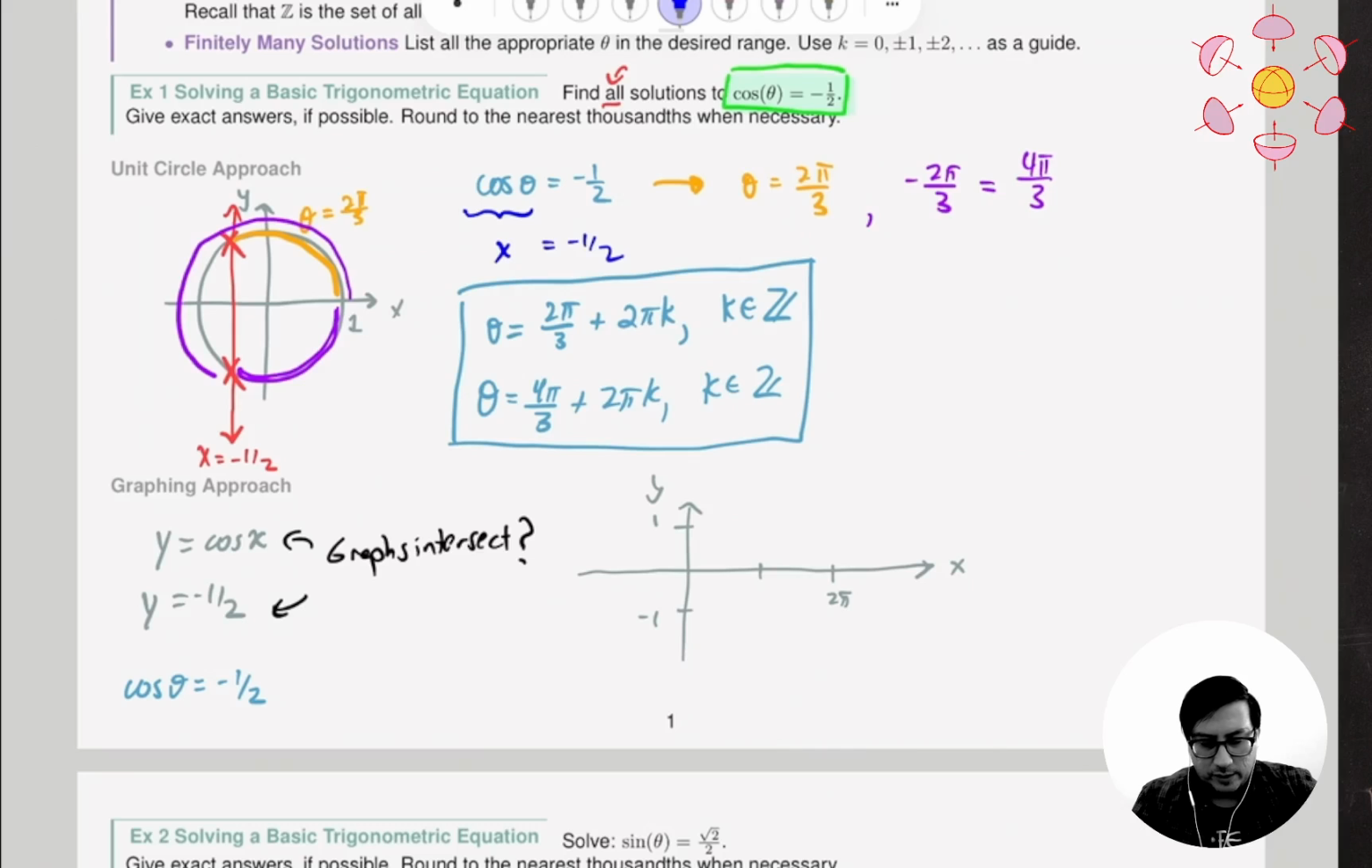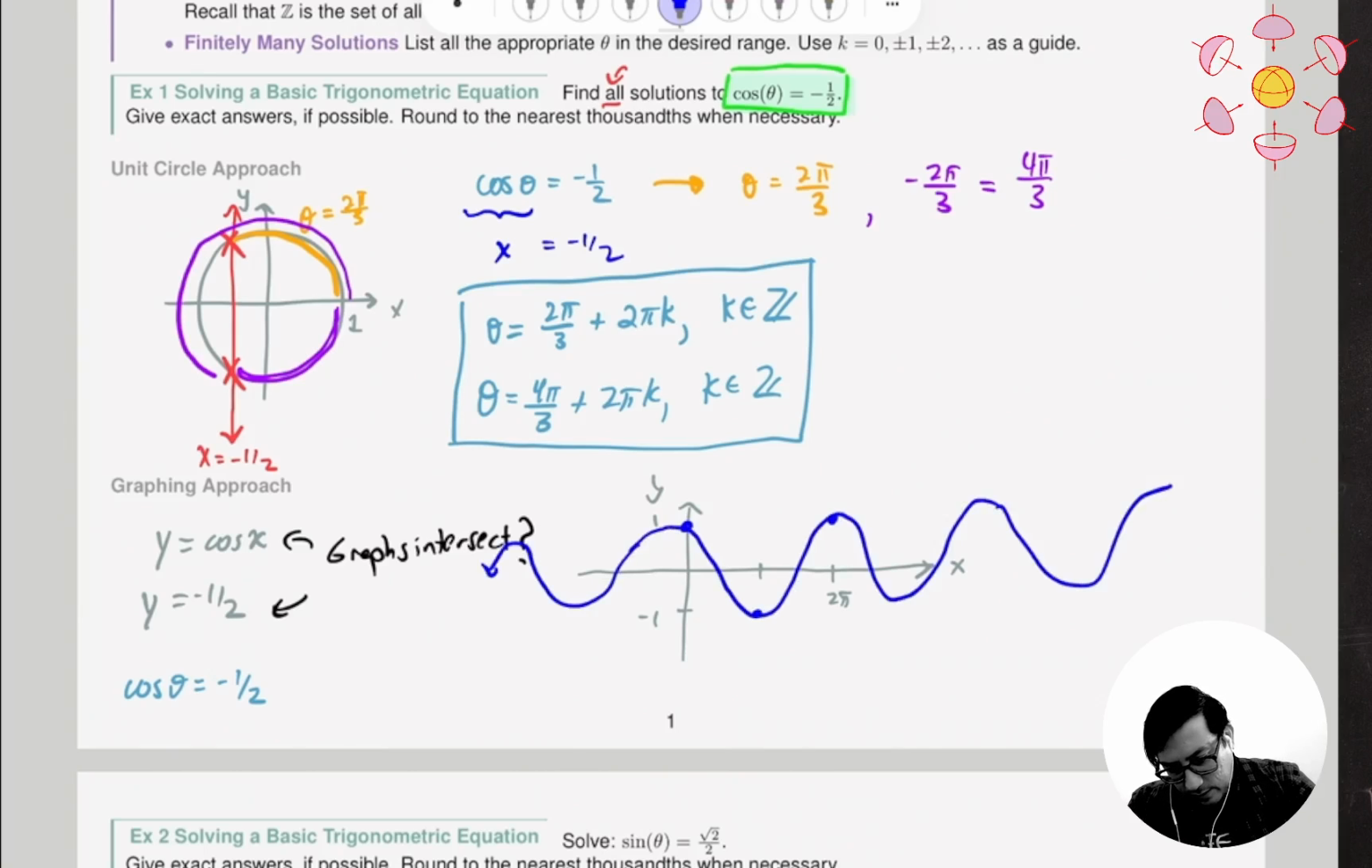Let's draw cosine in dark blue. It's going to start at 1 and end at 1. At the halfway mark, it's going to be at -1. And actually, let me keep drawing lots of wiggly waves. This cosine goes on forever. Okay, that might not be the best graph, but you get the idea. Then why don't we draw, maybe in red, y equals -1/2, which is going to be right here.